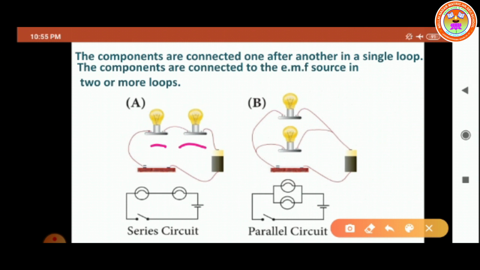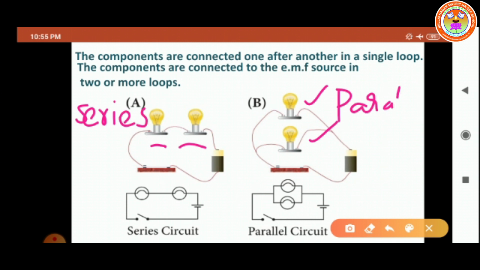And see the second figure also. Here the two bulbs are connected one by one, isn't it? This is the first bulb and this is the second bulb. One by one the bulbs are connected. So let us see the different kinds of electrical circuits. We are using two kinds of electrical circuit. One is the series circuit. The first diagram is an example of a series circuit. And the second one is the parallel circuit.